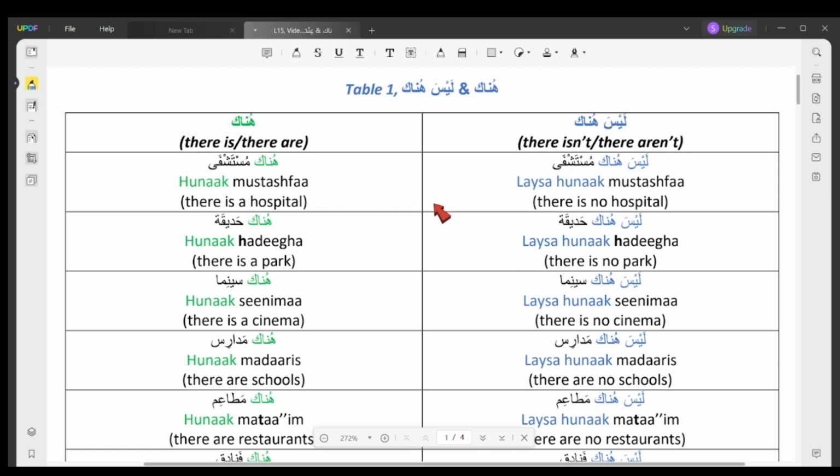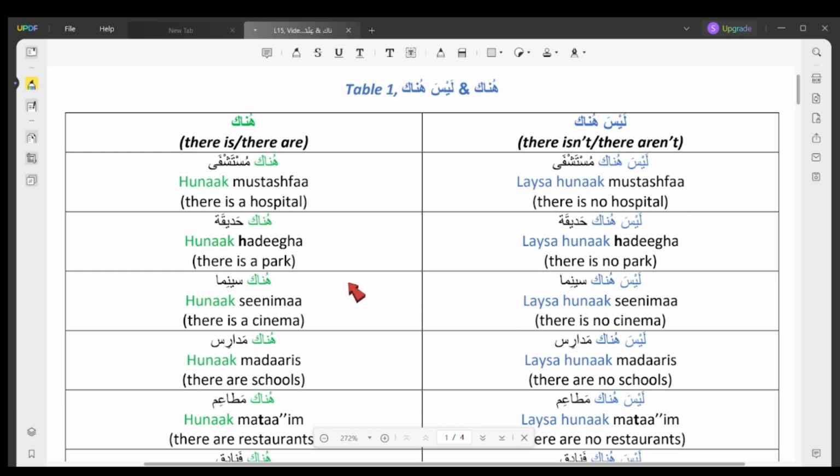Let's read the first one. هناك مستشفى. There is a hospital. Now let's go over to the right side to see how we can say there isn't a hospital or there is no hospital. ليس هناك مستشفى. So as you can see, in order to negate هناك, we put ليس before it. هناك meaning there is, there are, and then ليس هناك meaning there isn't or there aren't.